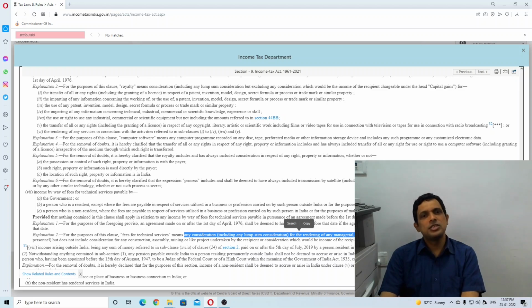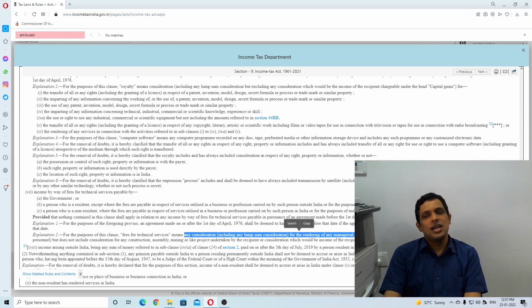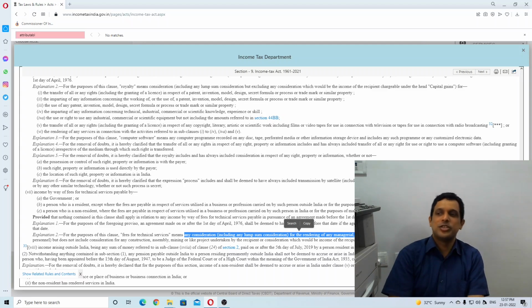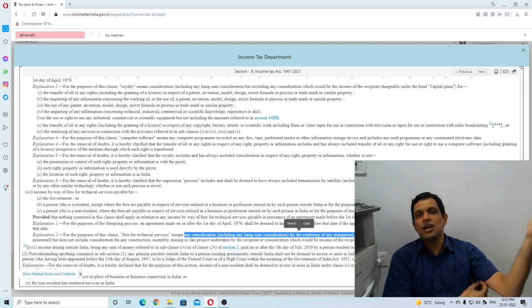There was a case called Ishikawajima-Harima, which I will include in the description. And the Supreme Court said, surprisingly so, that even for 917, in the case of income by way of fees for technical services, the services should be both rendered and utilized in India for it to be brought under this deeming fiction. With due respect, I don't think that's a correct interpretation of a deeming fiction, but if you see, in most cases the rendering of the service would be abroad, right?